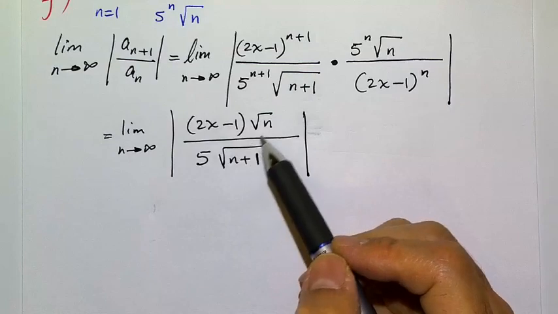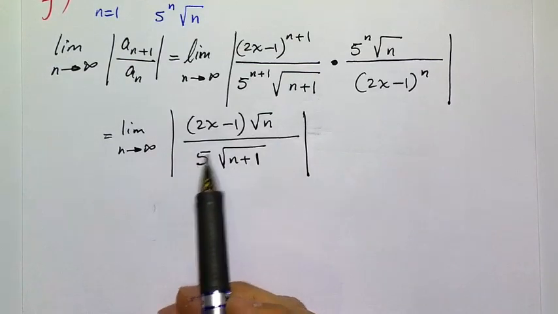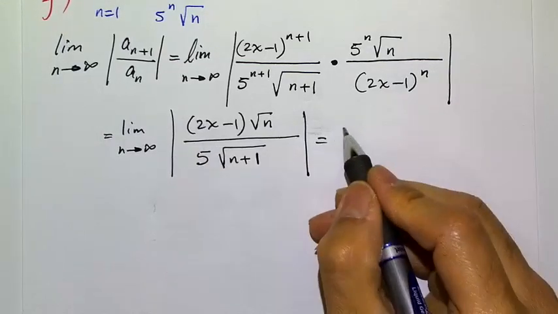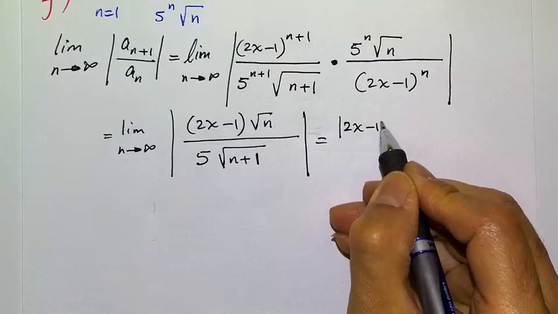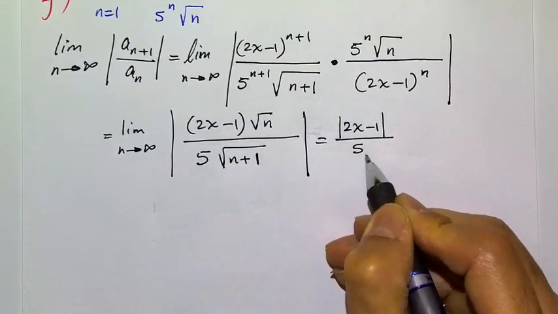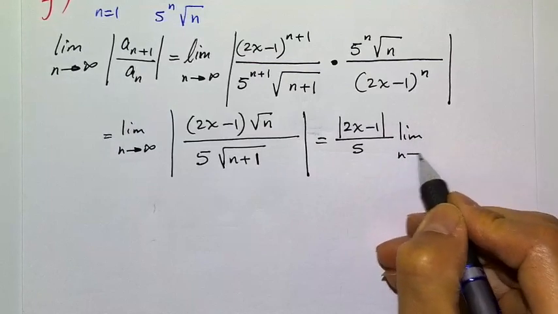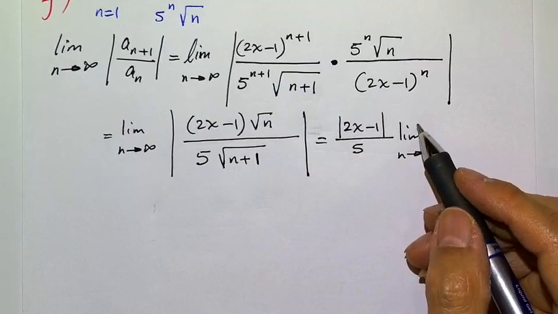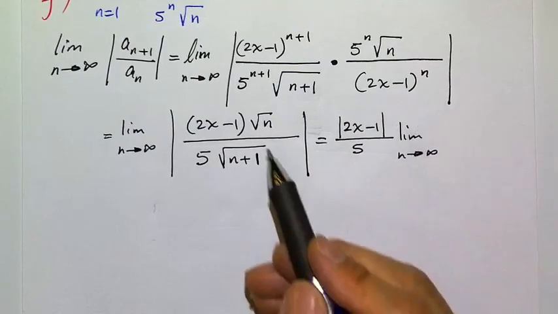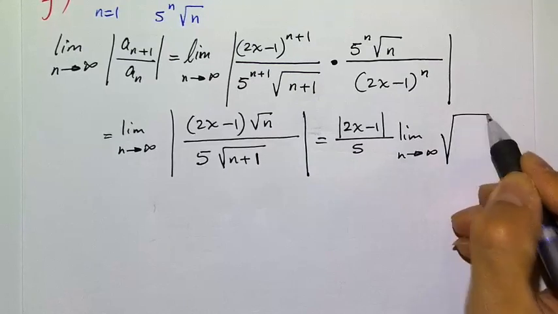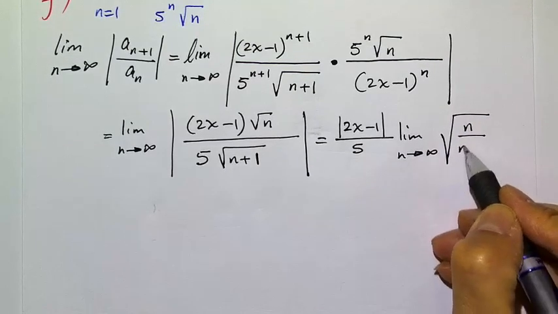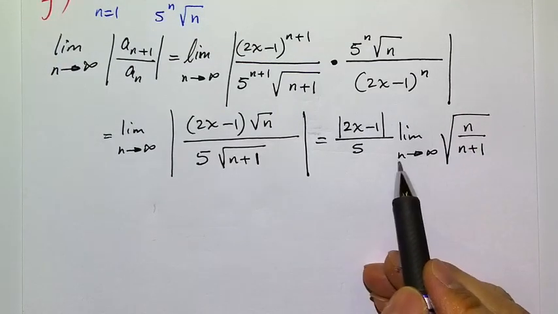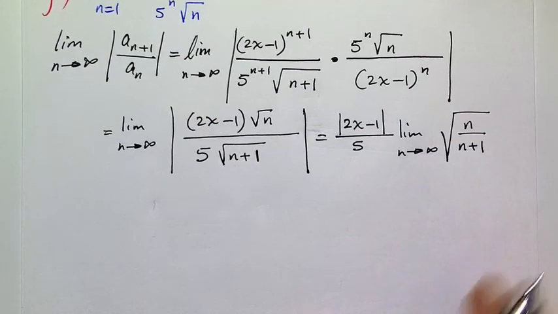Anything that doesn't have n in it can be brought outside of the limit of the absolute values. So we can write the absolute value of 2x minus 1 divided by 5, and then times the limit as n goes to infinity. Everything with n in it is going to be positive, so we don't really need the absolute value anymore, and because they're both a square root, I'm just going to combine them as a square root of n over n plus 1. By now we know how to handle this so that it's easier to apply the limit, so let's do that.